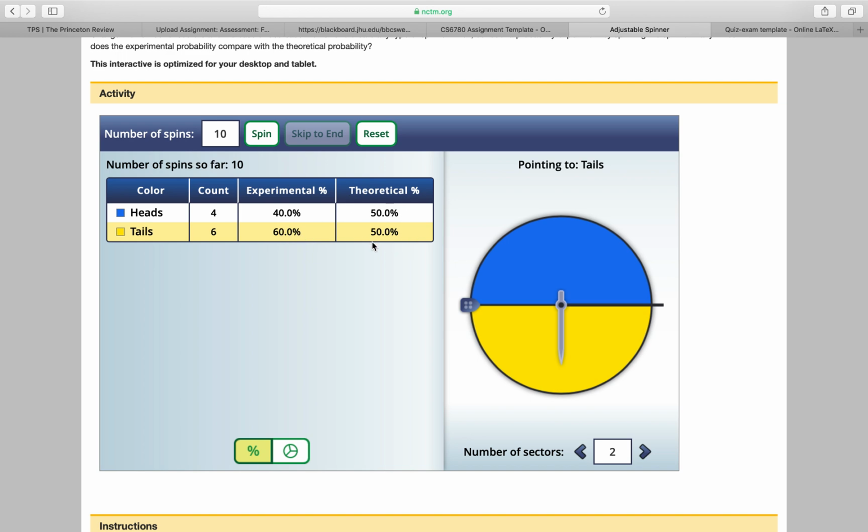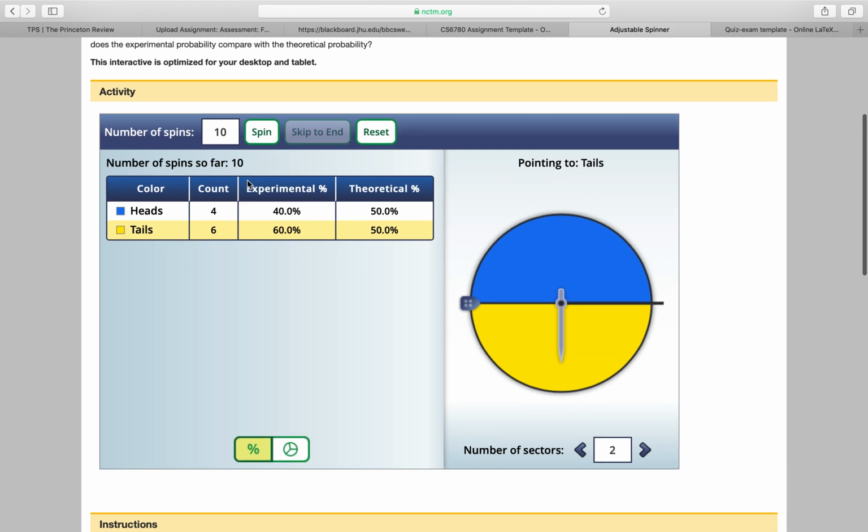But the theoretical probability didn't change at all, right? It stayed 50% the whole time. And what we're going to notice is we've only done 10 trials, and we could see that, yeah, while this isn't that far from 50%, it could be closer. So I'm actually going to do 300 spins, and what we should notice is that the observed relative frequency gets closer to this theoretical probability. So let's skip that. Awesome. So I did 300 spins. Wow, that actually got really close.